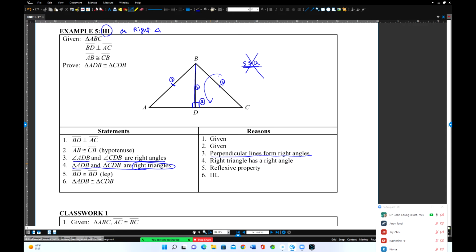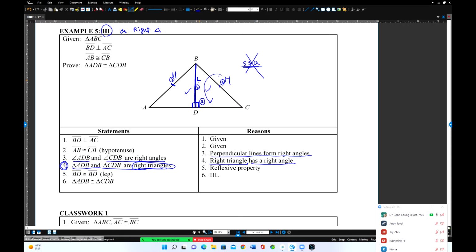So, why is this a right triangle? A right triangle has a right angle, okay? Because the right triangle has a right angle, that's why these two triangles are right triangles. Now we can apply hypotenuse leg. Based on this right triangle, now I'm going to do the H, hypotenuse. And this one side is another leg. So this is another leg over here.